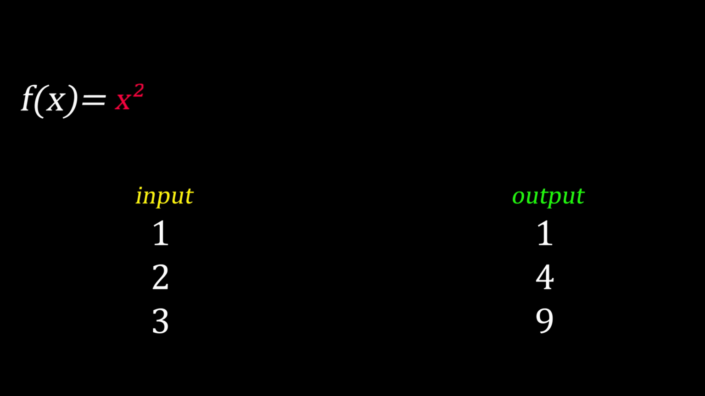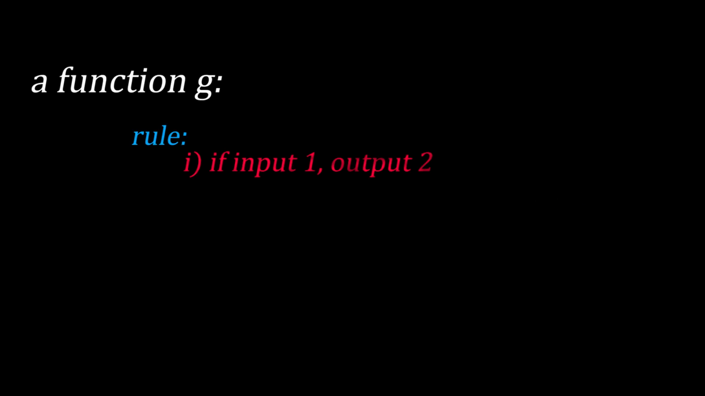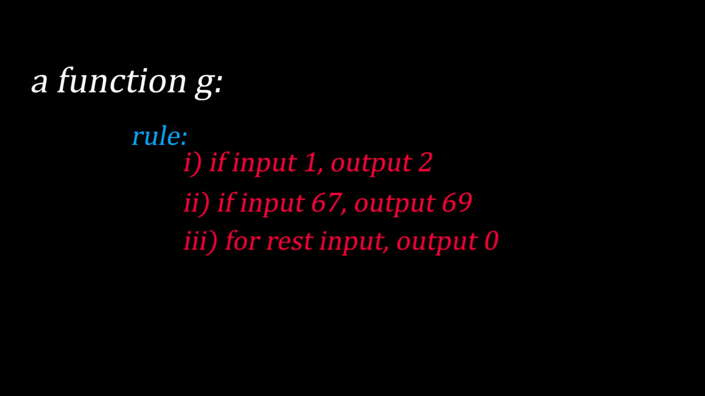Note that we can give the function any rule. For example, we can say for a function that if we input 1, the output will be 2. If we input 67, the output will be 69, and for the rest, the output will be 0. Note that we can't form an algebraic expression for this function, but this function is as valid as the previous one.